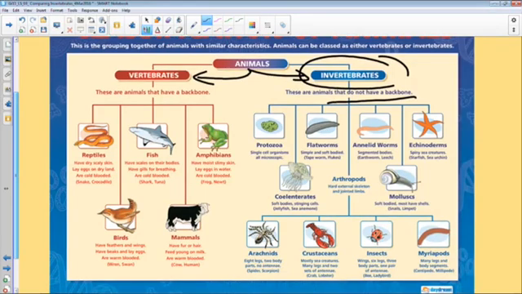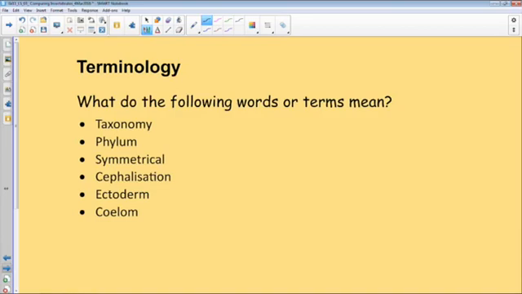I'm going to go through some of those characteristics in a little while, but I hope that you guys can recollect from last week, and maybe this could be a discussion point for you before we get straight into it. So the important terminology that we need to look at today are the following: taxonomy, phylum, symmetrical, cephalization, ectoderm, coelom.